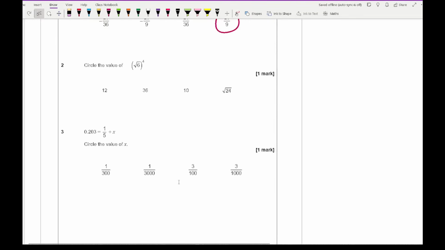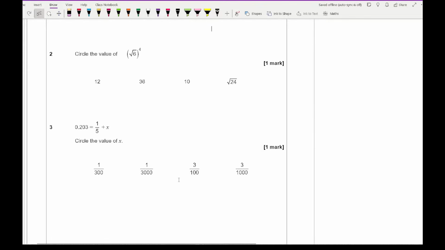Moving on to question 2, it says circle the value of √6 to the power of 4. Well, √6 to the power of 4 is √6 times √6 times √6 times √6. These two become √36. These two become √36, which then becomes 6 times 6, which is 36.